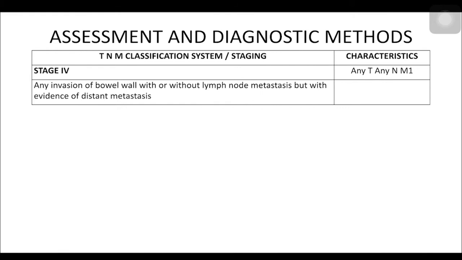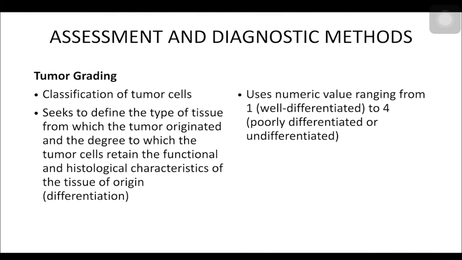Okay, so for tumor grading, sir, nakakatuwa naman yan. May characteristics na siya. It has its characteristics, it has its stages. May grading pa, di ba? So, yan lang. This is the grading, how we grade the tumor. Okay. So, this one classifies the tumor cells. It seeks to define the types of tissues from which the tumor originated. Okay. So, why do we have to check for this one? We have to trace the origins.